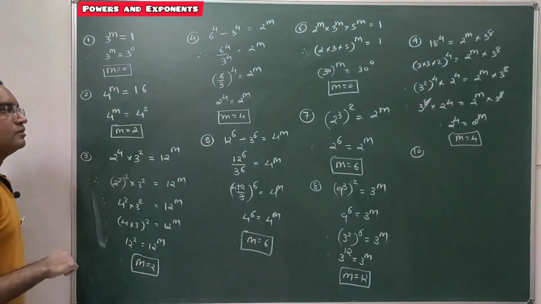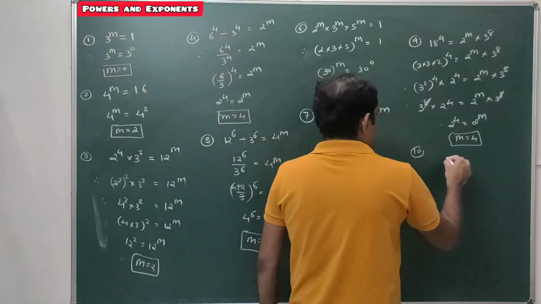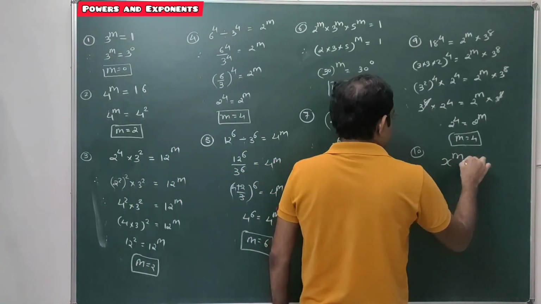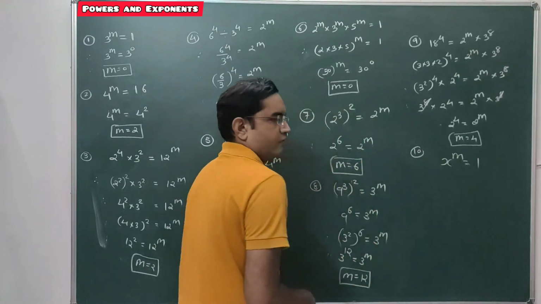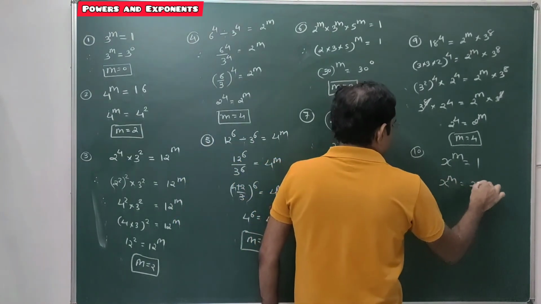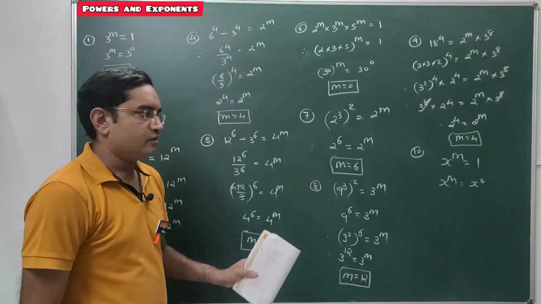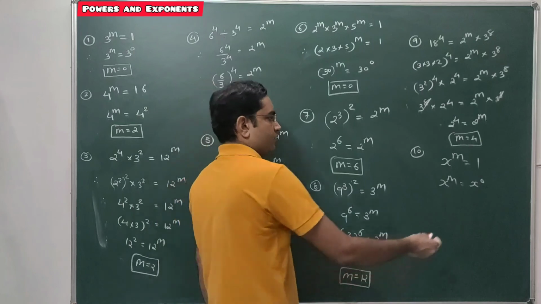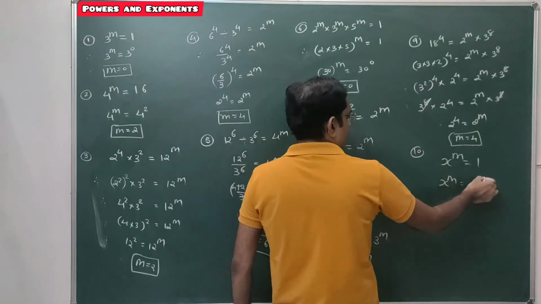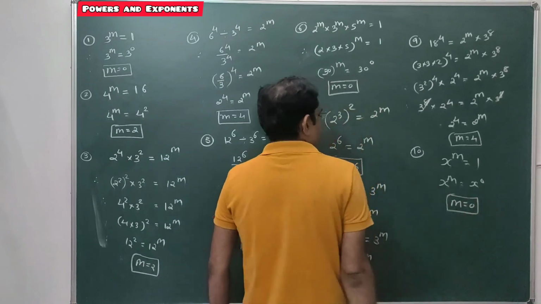Done? So now last question, question number 10. What can we say? X raised to m equal to 1. What is the value of m? So x raised to m, any number whose power is 0 is 1. We require the base as x. So x raised to m equal to x raised to 0. X raised to 0 is 1. So now we can compare this m with 0, which is the answer.